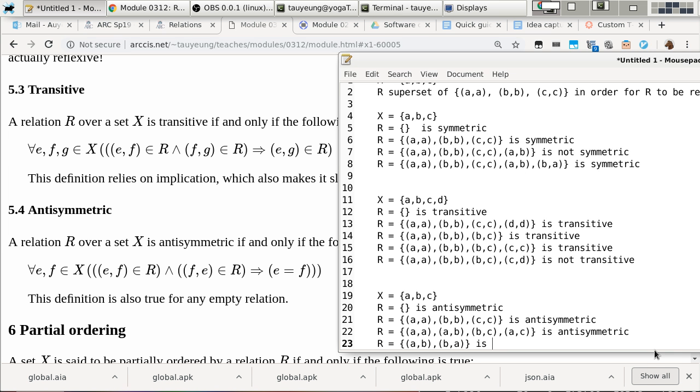Is it antisymmetric? It is not antisymmetric. Because if I make E A and I make F B, then EF is in R, no problem. FE is also in R, no problem. But E and F are different. One is A, one is B, they are not the same. If I can find one case of choosing values for E and F such that this condition is false, then the for all quantifier is automatically false. Is that okay? So it is not antisymmetric.